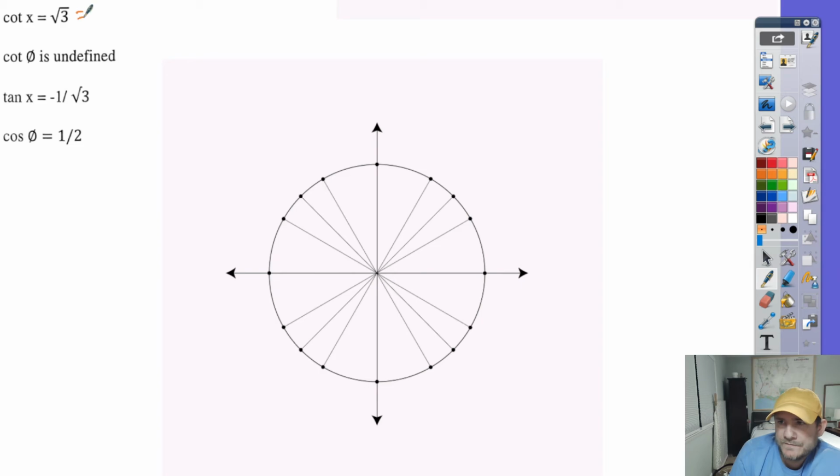How do you get root 3? You do root 3 over 2 in your numerator and 1/2 in your denominator. Cotangent is x over y. So when does x equal root 3 over 2? Pretty sure that's here at 30 degrees. Pretty sure will also be positive here at 30 degrees in quadrant 3. That's pi over 6.